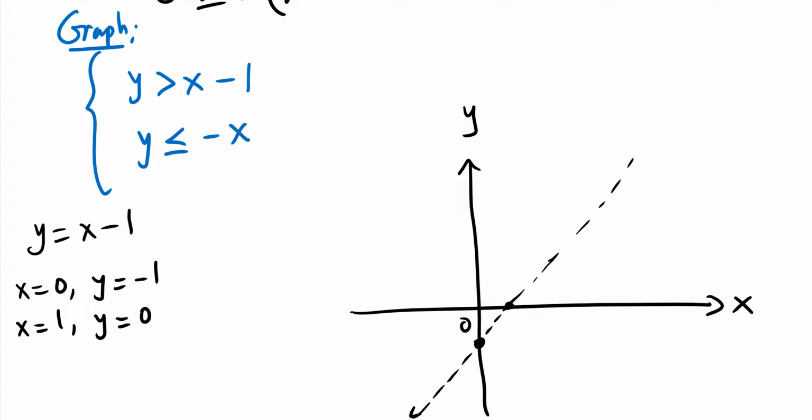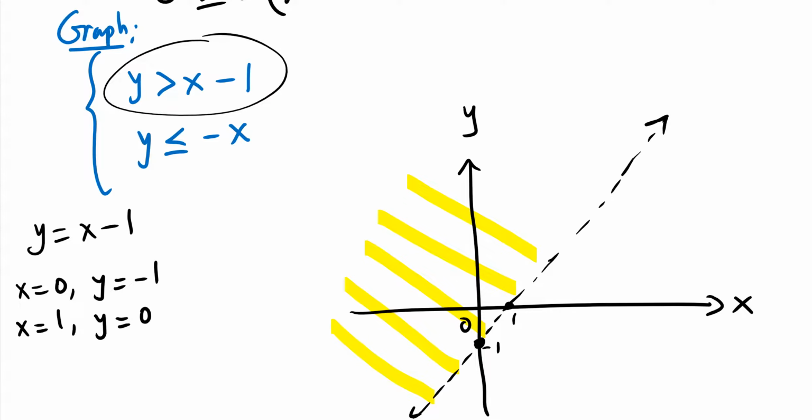It must be a dotted line, because it's only bigger than. Now, how am I going to shade this? Since y is already bigger than just y by itself, as you can see from here, and bigger means higher, I'm going to shade the region above the line. So we're going to shade the region above the line.